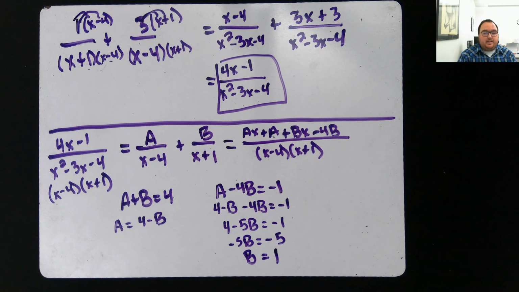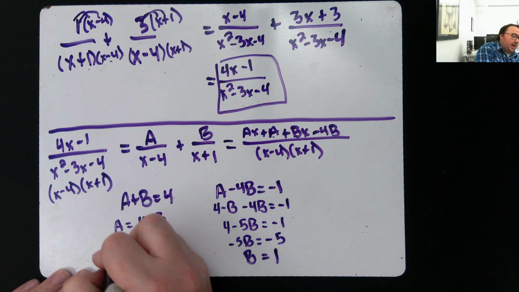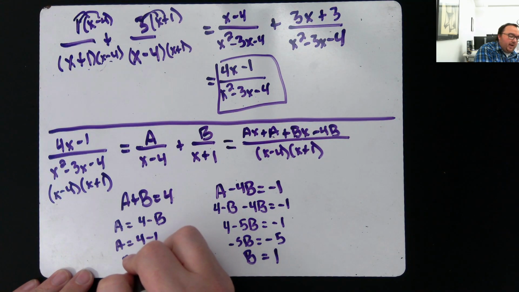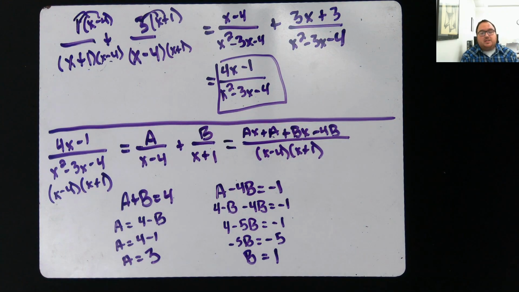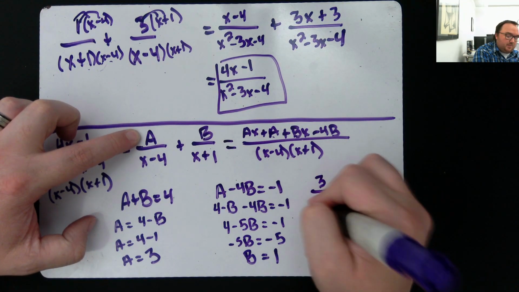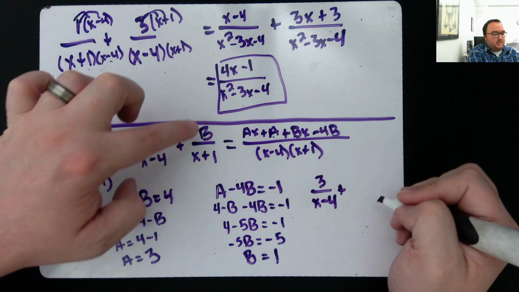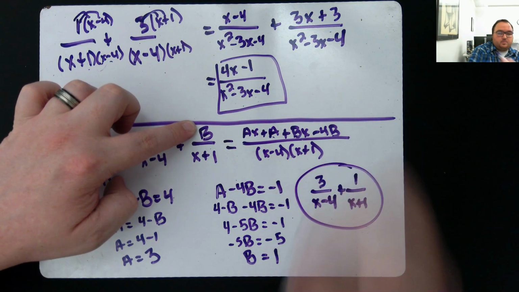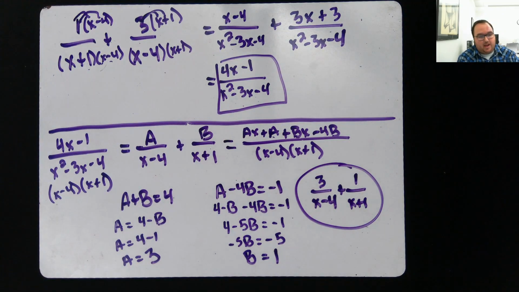Well, since I know b is equal to 1, I'm going to plug that back in over here. a would be equal to 4 minus 1. 4 minus 1 is 3, so a is equal to 3. So this means the partial fraction decomposition would be 3 over x minus 4 plus b, which we said was 1, over x plus 1. I mean, we already knew that because we saw it up here, but I'm just showing you how I got that.